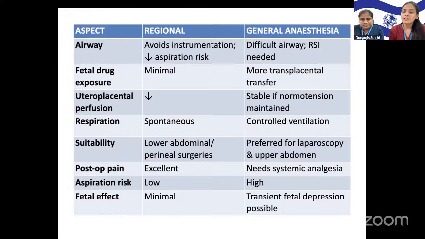That is, with the anesthetic drugs that we use, there can be increased transplacental transfer. If there is a difficult airway, there can be difficulty in securing the airway. And we know that regional anesthesia provides excellent post-operative pain relief for at least 4 to 6 hours, but in general anesthesia we will have to use systemic analgesics. And also in general anesthesia there is a higher risk of aspiration when compared to regional anesthesia, and fetal depression is also more possible in general anesthesia.